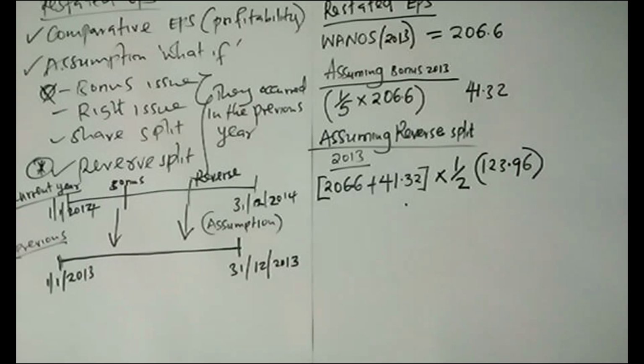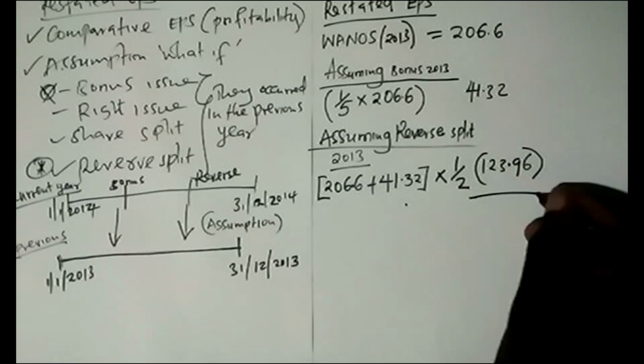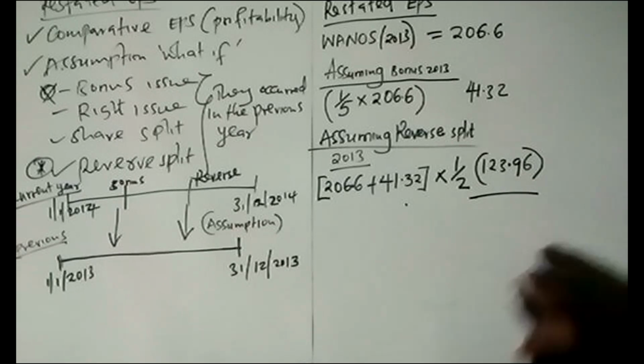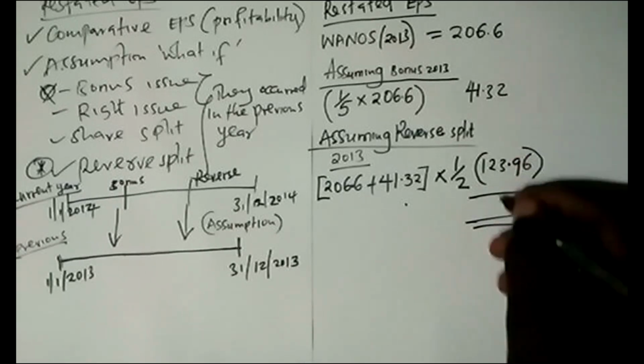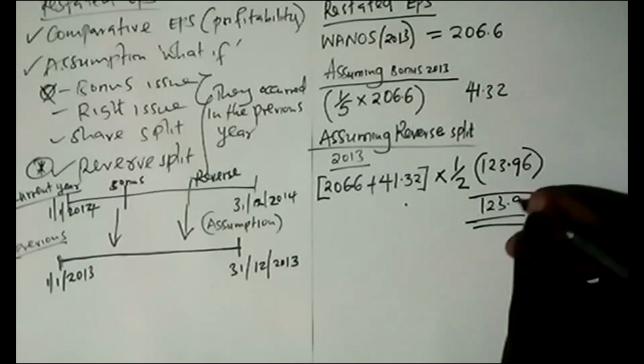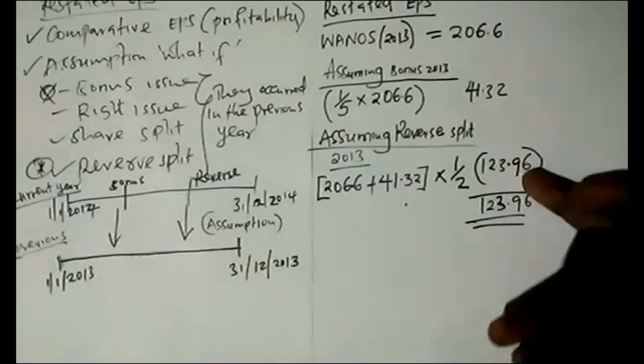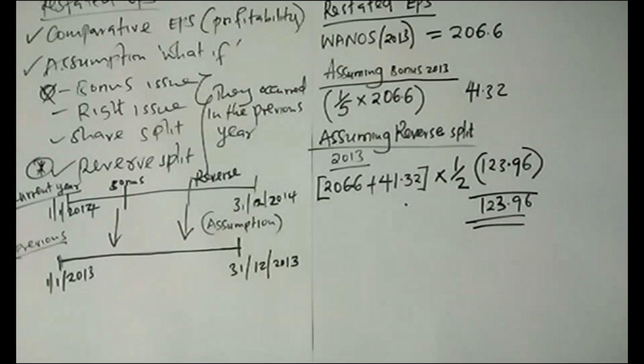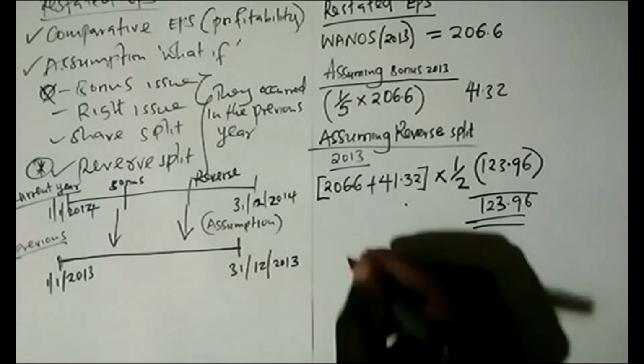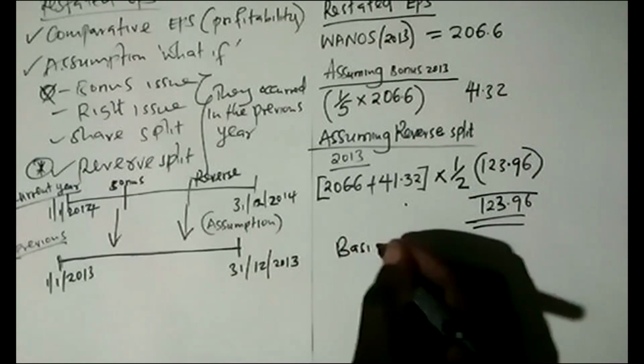And obviously, you remember that I said when we do a reverse, it reduces the number of shares, but increases the par value of the shares. So which means that now the total is 123.96 because I have taken it like the half. So basic earnings per share now for 2013.